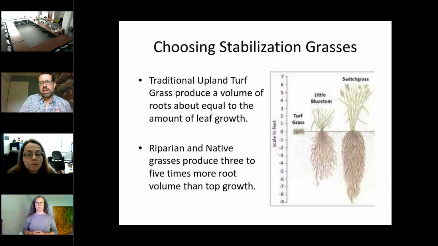So back to choosing stabilization grasses: if your choice is turf grass, which is an upland grass, they typically grow about as much root below ground as they do leaf mass above ground, so about a 1-to-1 ratio. Whereas these riparian and native grasses like little bluestem and switchgrass produce 3 to 5 times or even more root volume than top growth. So when choosing grasses, you obviously want to pick the more native, densely rooting ones.